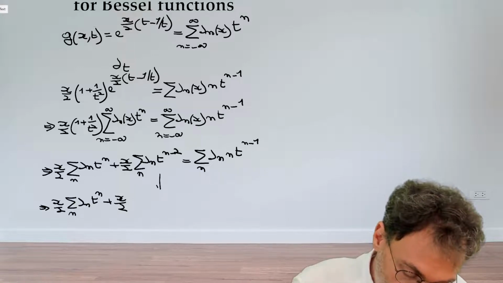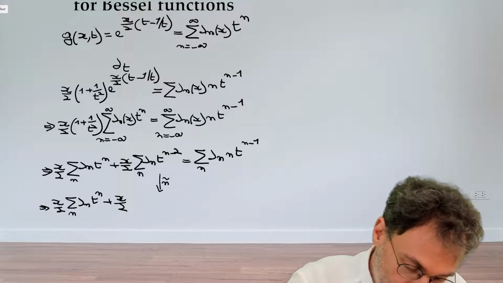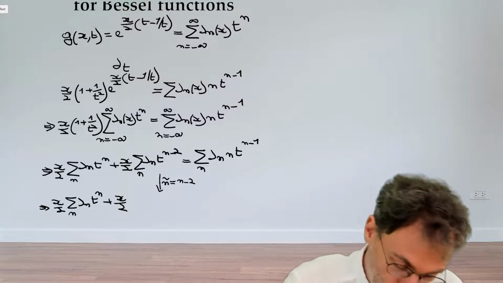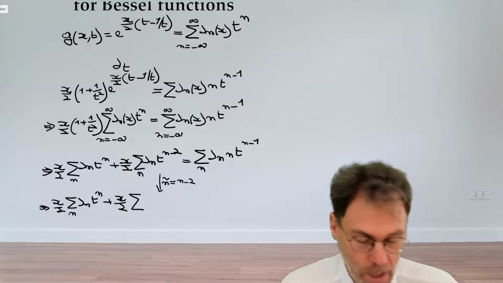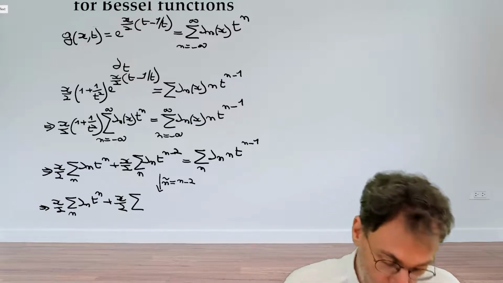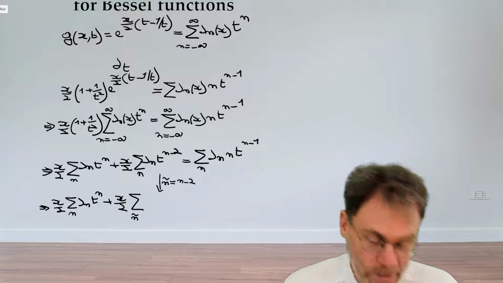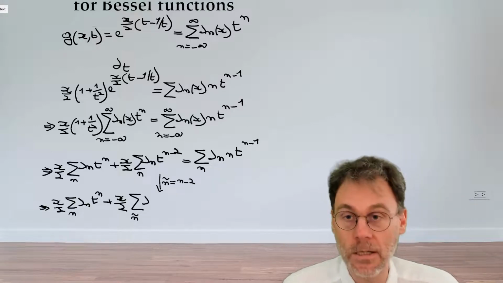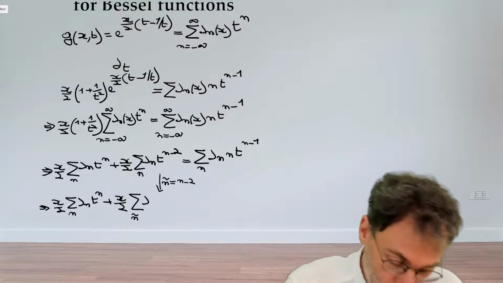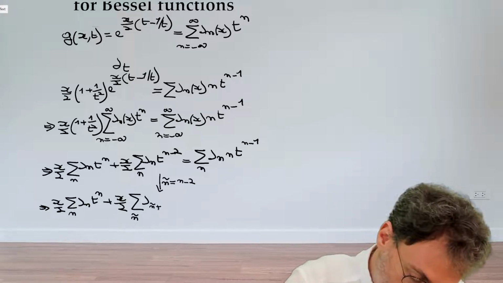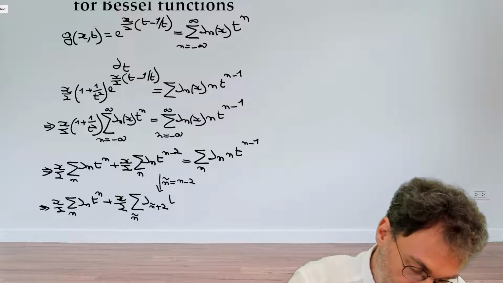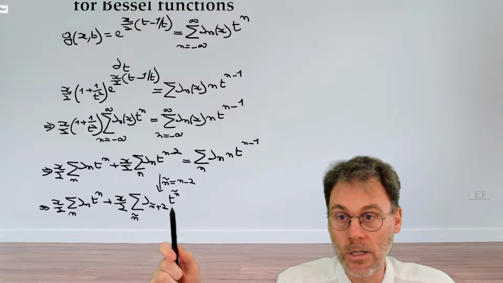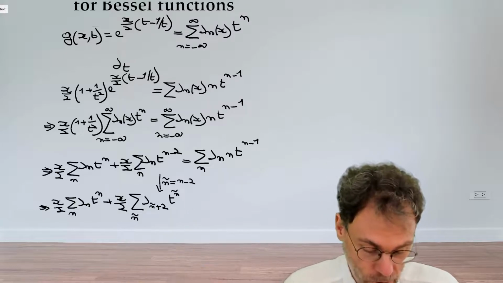So to make our life a little bit easier, we're going to introduce a new summation variable n prime, which is equal to n minus 2. So if we do that, well, if n runs from minus infinity to plus infinity, so will n prime, so that doesn't really matter. But then rather than having J_n, n is equal to n prime plus 2. So this will become J_{n prime plus 2}. And then we have t to the power of n prime.